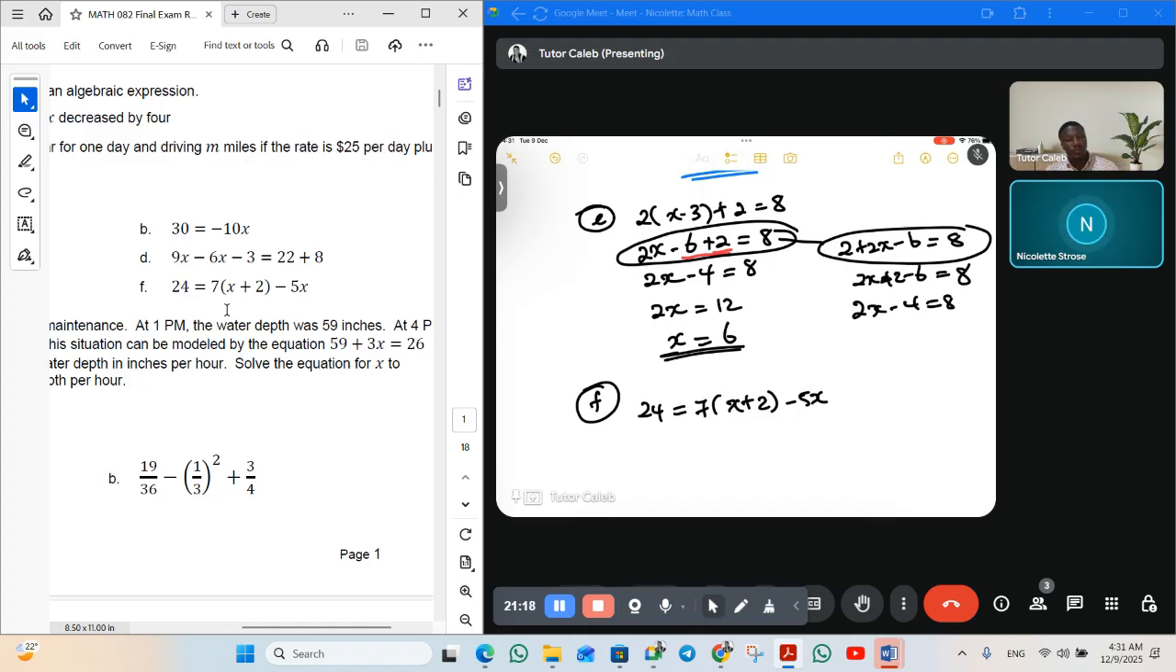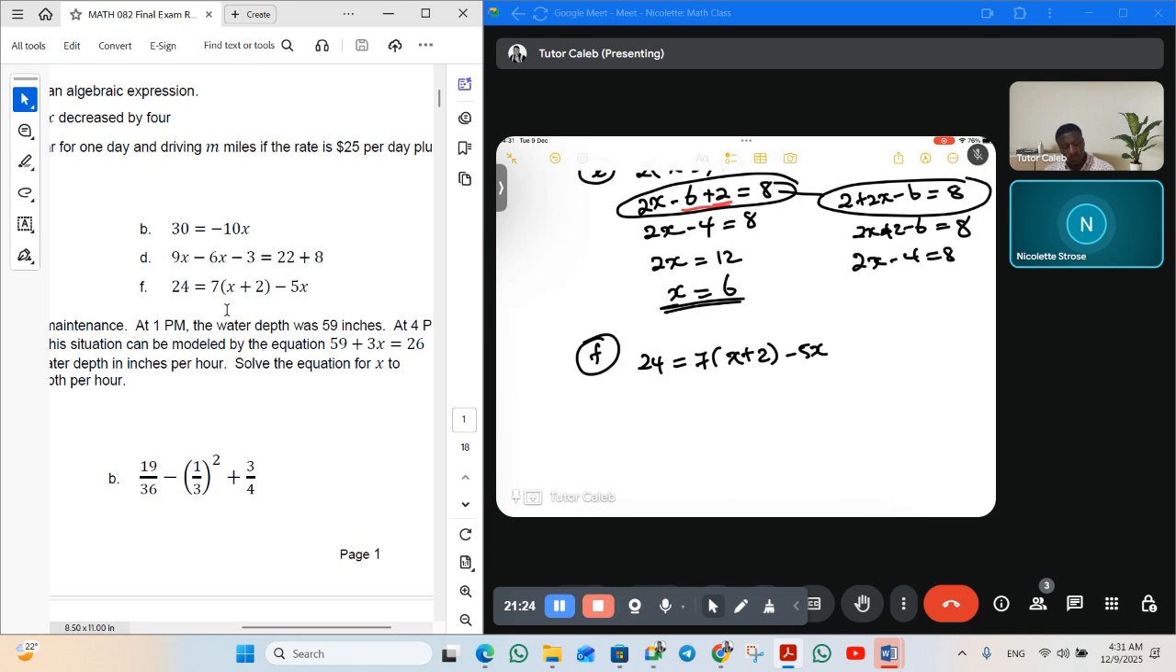So first we try to break down the parentheses. So we have 7x, and then 7 times 2 is 14. So we have 7x plus 14. 24 equals 7x plus 14 minus 5x. And then we do 7x minus 5x, which is 2x. So then we have 24 equals 2x plus 14.